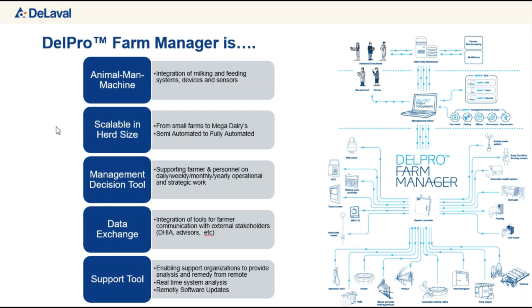Above all, this software is handling all three things, which is animal, man, machine, and it is scalable to any herd size. Be it a farm of just 5 cows or it's a farm of 500,000 cows. This software can help you for any size of herd size. And the data of DelPro software can be integrated or synchronized with any third-party software with very easy plugins. And there are a lot of support tools within DelPro software.